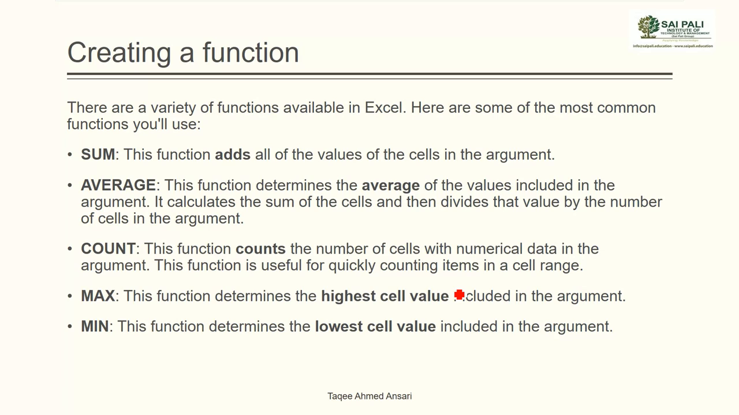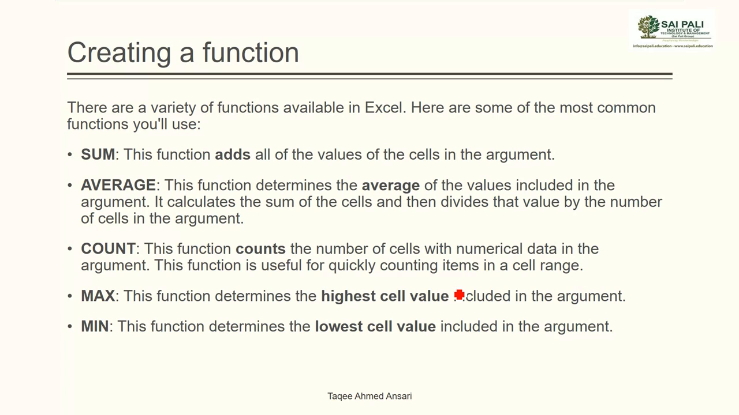Then we have the COUNT function. We also use this function normally. It counts the number of cells with numerical data in the argument. That means when you mention the argument range, it will give you the count of cells that have numerical data. This function is usually for quickly counting items in a cell range, and there are other types of counts also, COUNTA and COUNTBLANK, that also count, but based on different criteria.